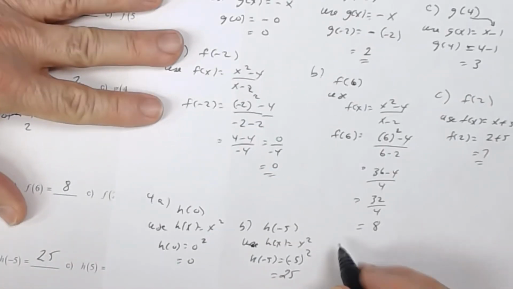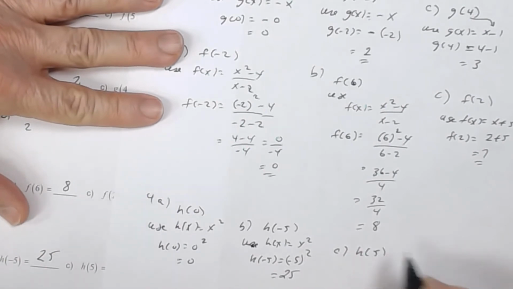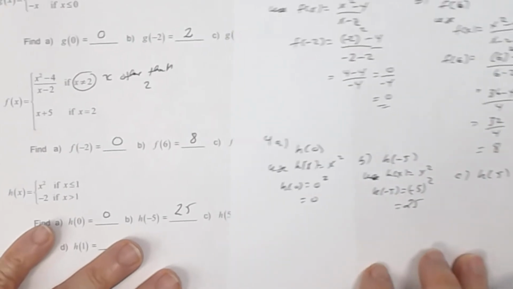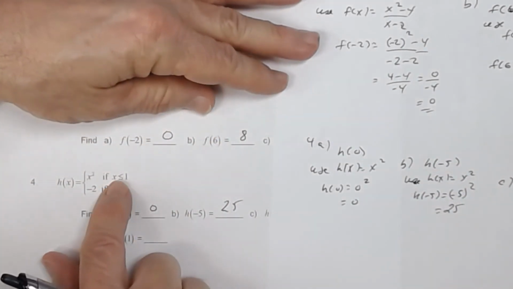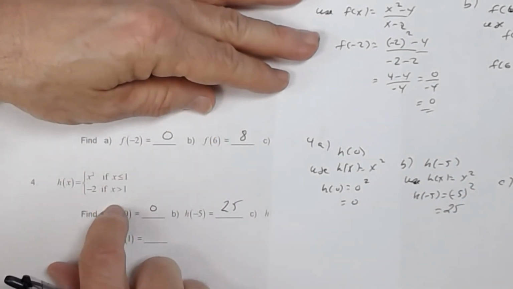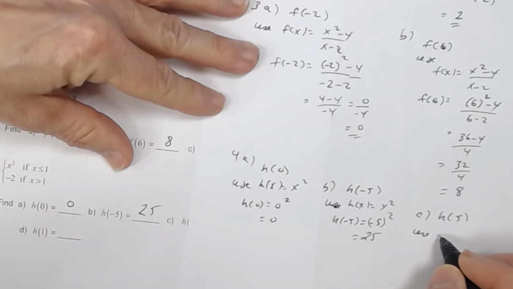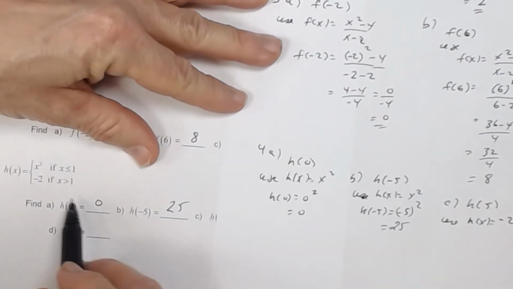All right, C, you want to find h of 5. All right, h of 5. Now remember, x is 5, right? Okay, so is 5 less than or equal to 1? Nope. But is 5 greater than 1? Yes. Now remember what that means. Okay, so we're going to use this. We're going to use h of x equals negative 2. So that's what we're going to use.